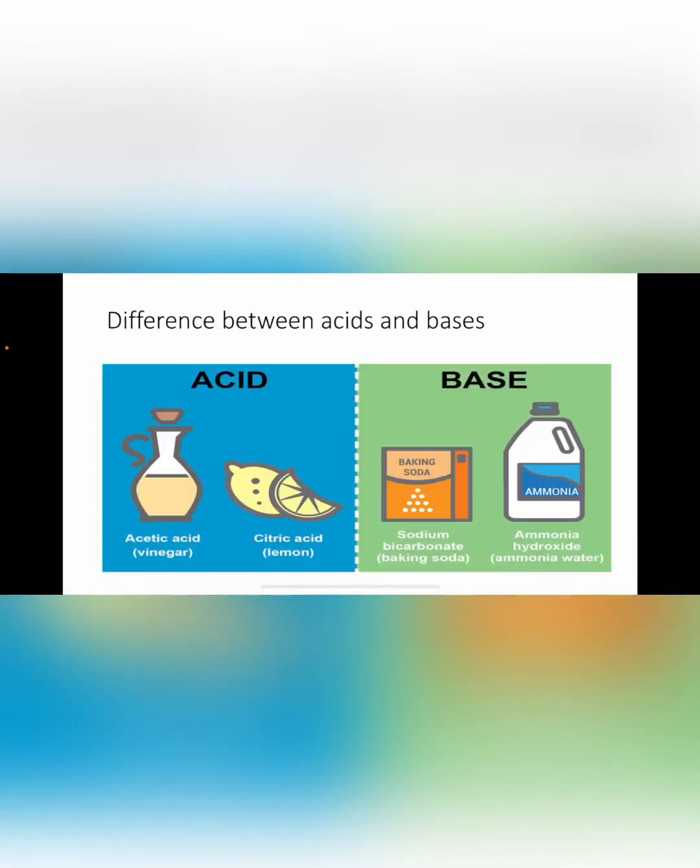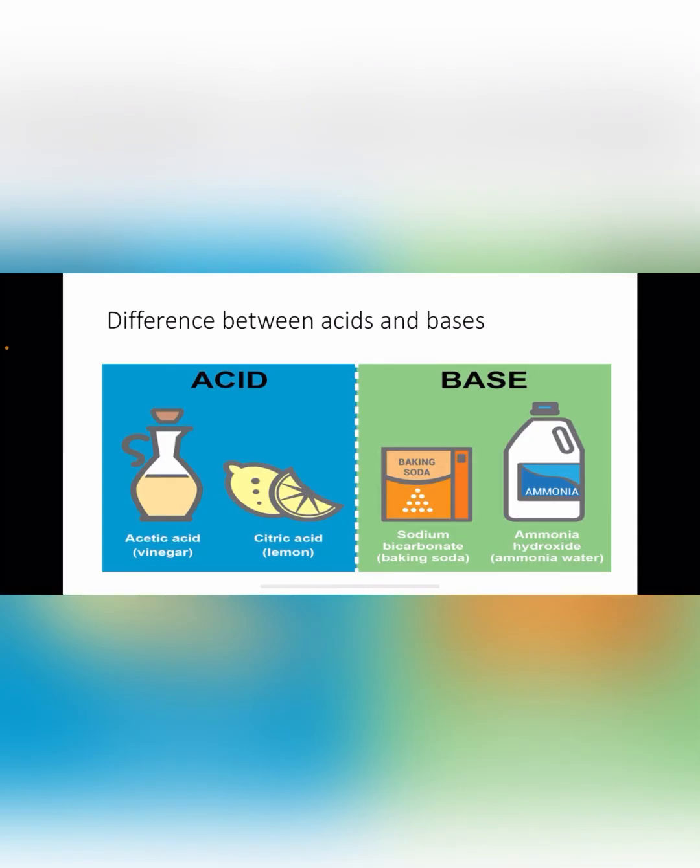Now let's look at the difference between the two. Since we talk about acids and bases, let's look at an acid. What is an acid? Acids are those that have a sour taste. Like we have citric acid, it's like lemon, it's very sour. And let's look at our base. What is a base? Those are substances that have a bitter taste. Like baking soda, if you taste baking soda, it has a bitter taste.